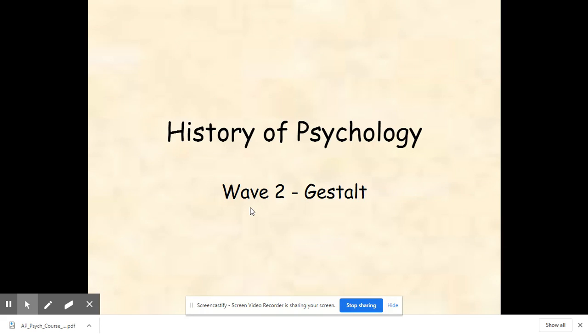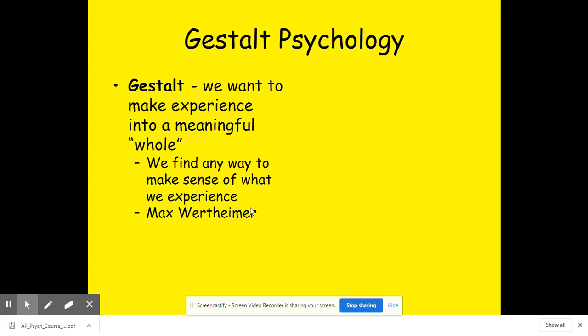Now, last thing, the second wave of psychology that kind of comes out of functionalism is what is called Gestalt. It's a German word. Gestalt looks at human experience, and it says that unlike structuralism, where we look at the individual pieces and then build those pieces into a whole, what is called bottom-up processing, we actually experience anything as a whole rather than parts, because by experiencing it as a whole, we make it more meaningful.